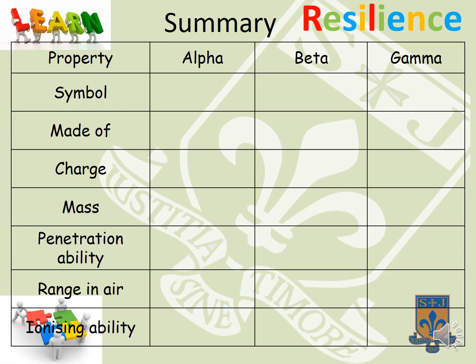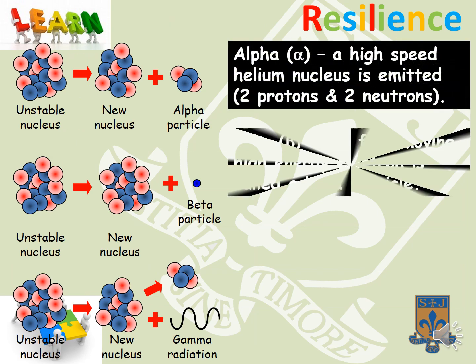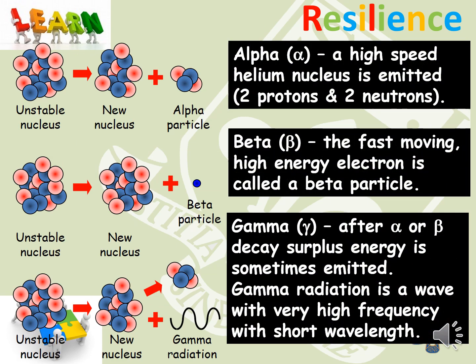You could pause this now and fill in this table from the notes that you've made. What's the symbol, using the Greek letters? What's it made of in terms of particles or not? What charge, mass does it have? What materials will it be stopped by? How far might it travel in air? And which is the most ionizing to least ionizing? You might want to use this summary to help you.